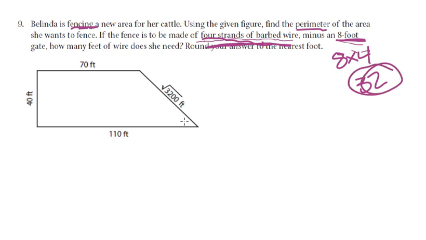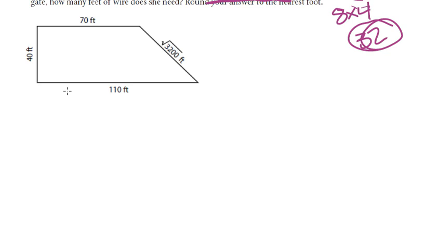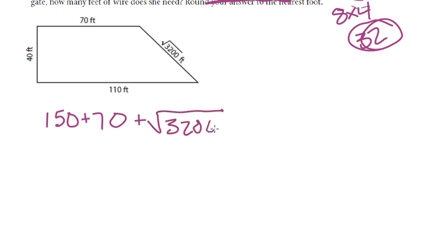So if I want to start by getting my perimeter, I'm going to start by just getting the perimeter and then multiplying it by 4. So when I go to get this perimeter, I'm adding my side length. So I know that I'm adding 40 plus 110. So I'm getting 150. And then I'm going to add in the 70. And then I'm going to add in the square root of 3200.